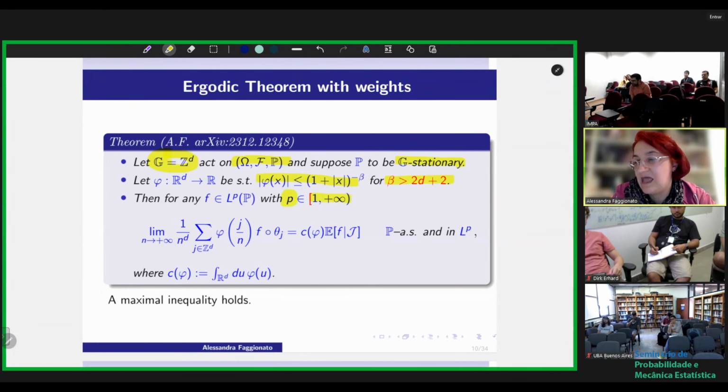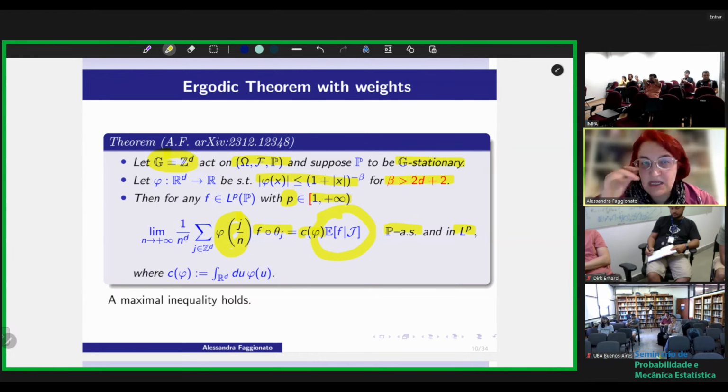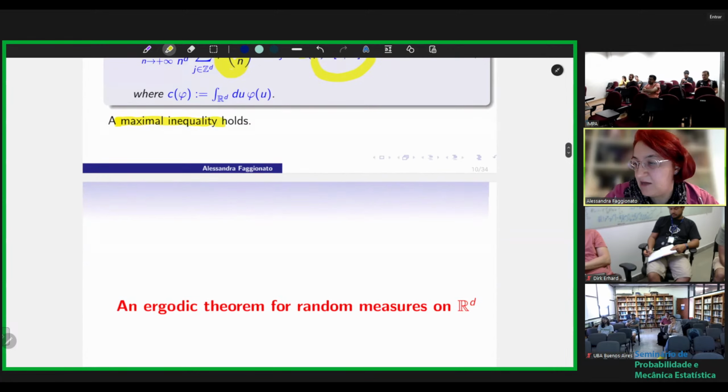But now the average is on discrete points of Z^d. So 1 over N^d, and then I sum over j in Z^d the function phi evaluated at j over N, times the function f composed with theta_j. This generalized average converges to the integral of phi times the expected value of f with respect to the sigma algebra of invariant sets, both almost surely and in L^p. This theorem has been obtained also by proving before a maximal inequality, which is relevant by itself.